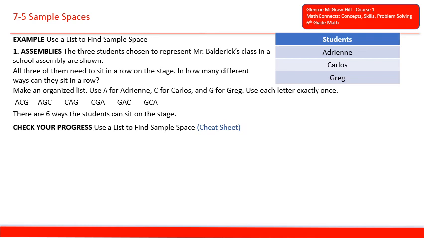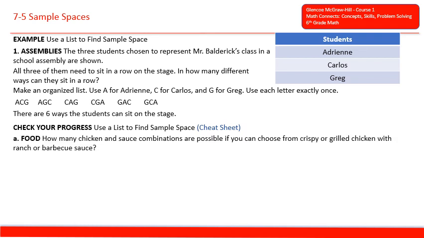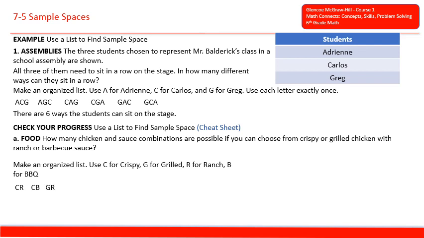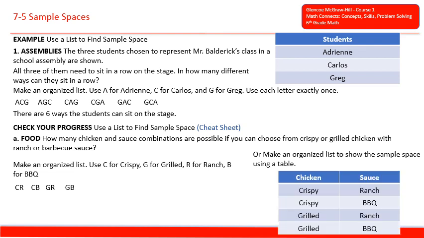Check your progress. Use a list to find sample space. How many chicken and sauce combinations are possible if you can choose from crispy or grilled chicken with ranch or barbecue sauce? So make an organized list. We'll use C for crispy, G for grilled, R for ranch, and B for barbecue. So we have crispy ranch, crispy barbecue, grilled ranch, grilled barbecue. Or we can make an organized list to show the sample space using a table. So we have crispy ranch, crispy barbecue, grilled ranch, and grilled barbecue.